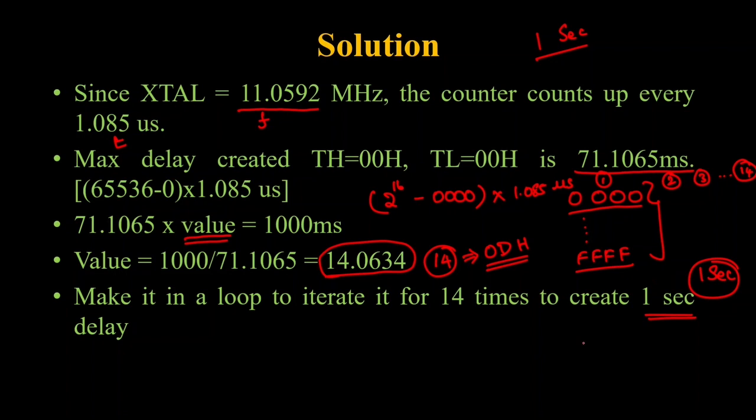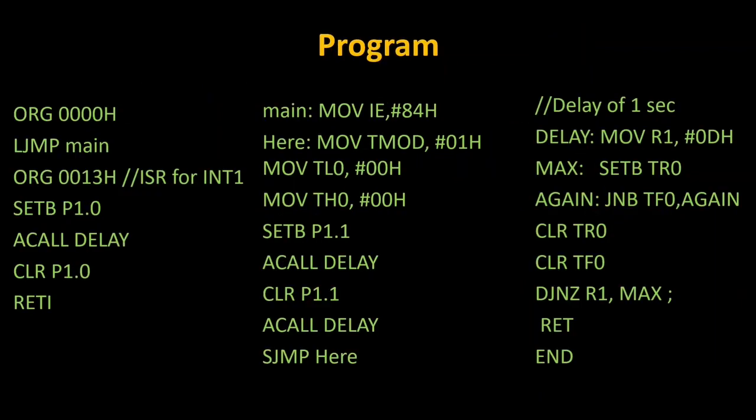So this is what it means. We can create this time duration so that we are able to iterate the loop 14 times. We have already seen how to create a delay using our timer, so we will directly jump to that program.